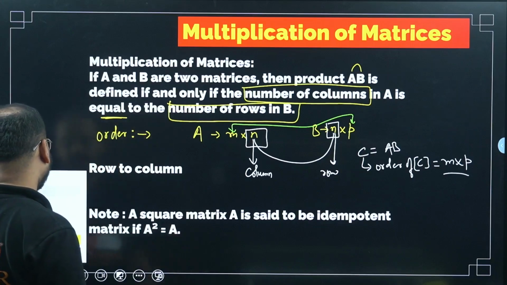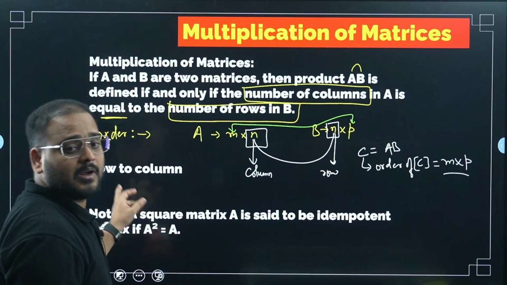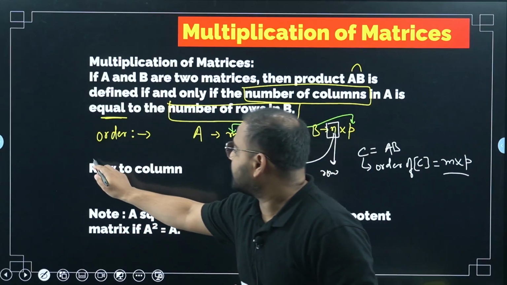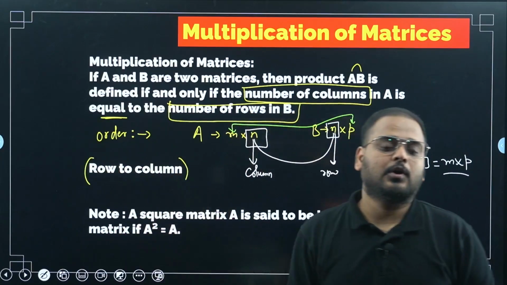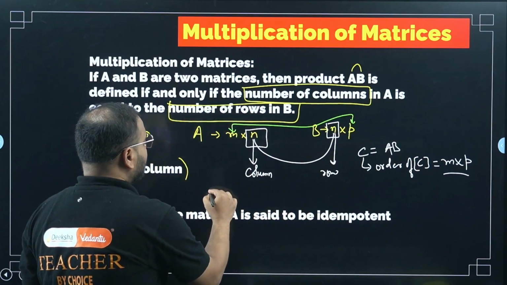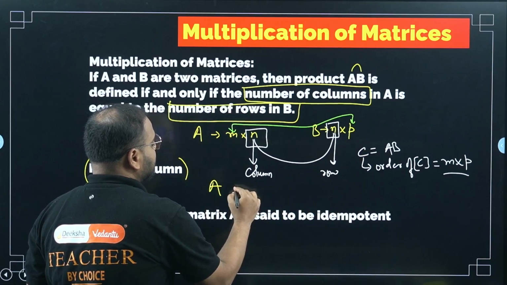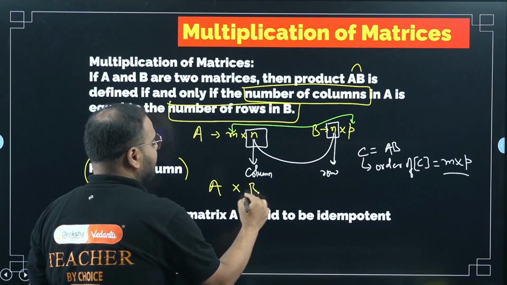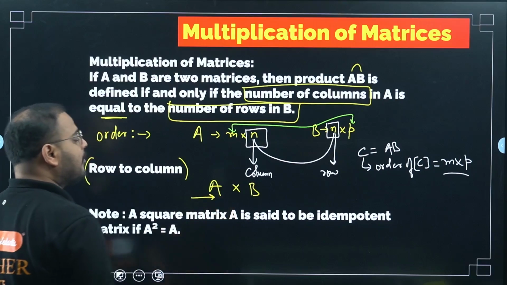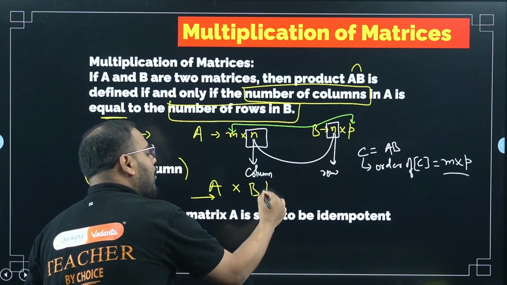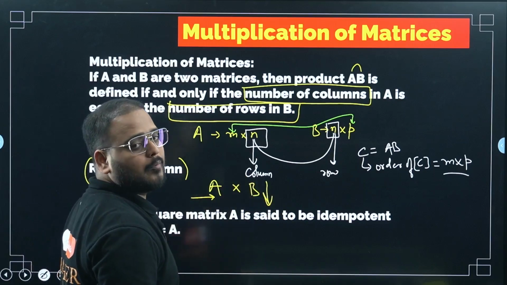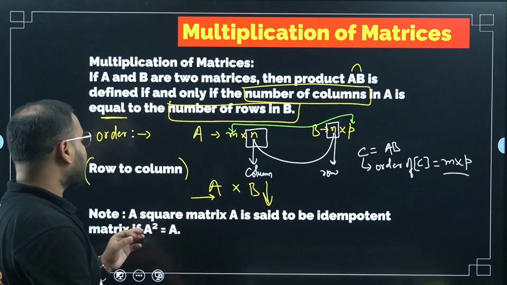Now always remember, matrix multiplication is done only one way: row to column. Row to column means the first matrix that you have taken. Let's say you are trying to multiply matrix A and B. Then you will take a row of this and multiply it with a column of this, one at a time.